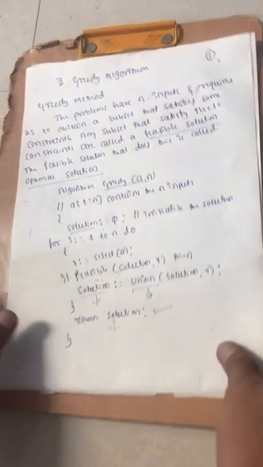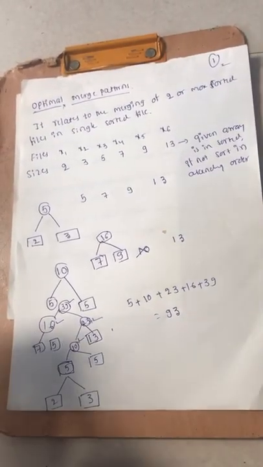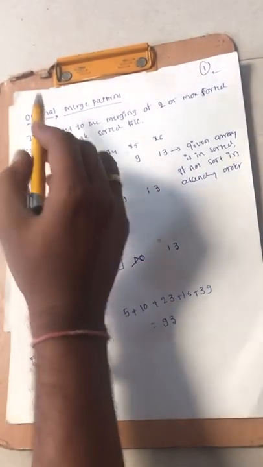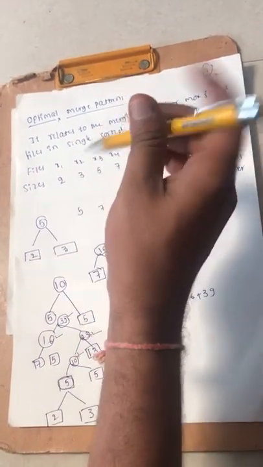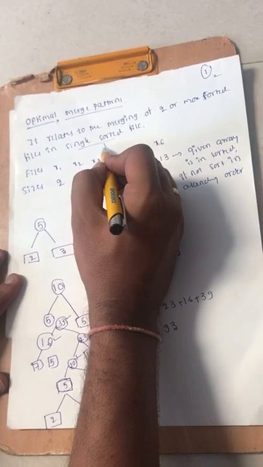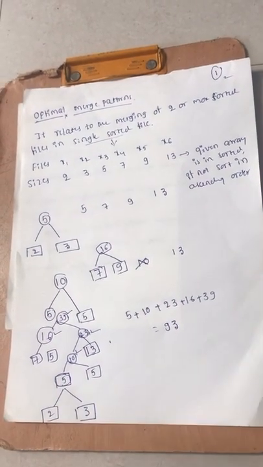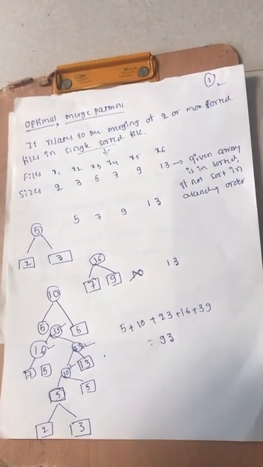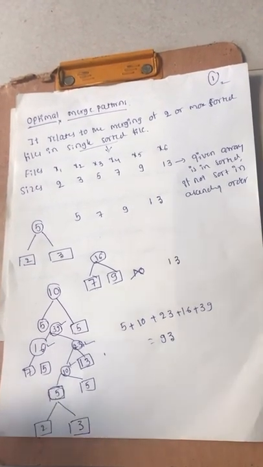Now for the greedy algorithm we are going to study one important algorithm, that is the optimal merge pattern. Mainly this algorithm is related to the merging of two or more sorted files into a single sorted file. We have multiple sorted files available, and we are going to merge them. While merging, we make a subset of the inputs, and that subset should satisfy the constraint.